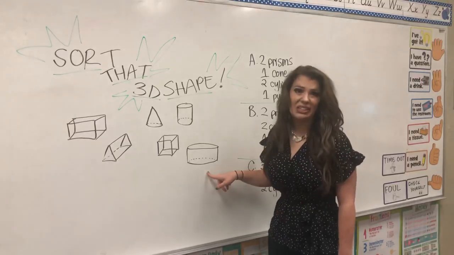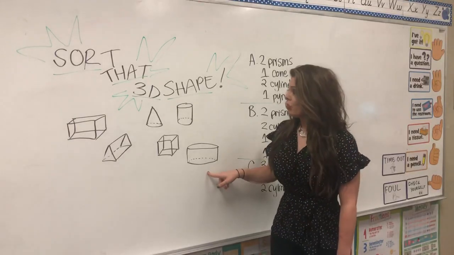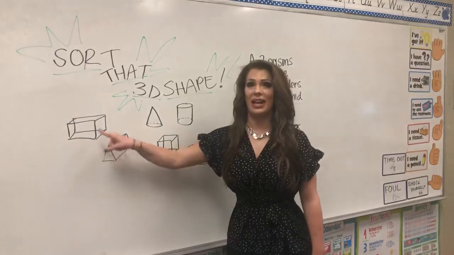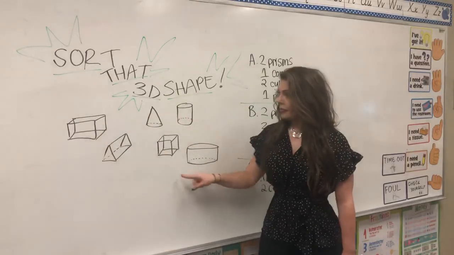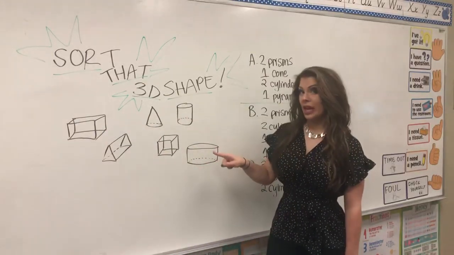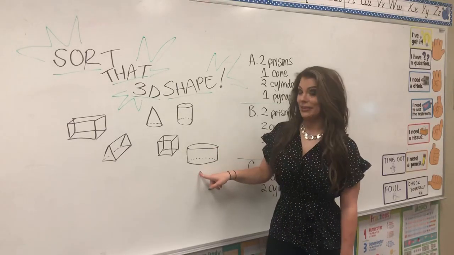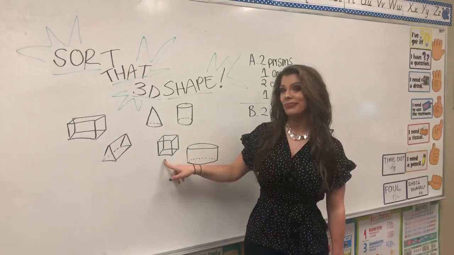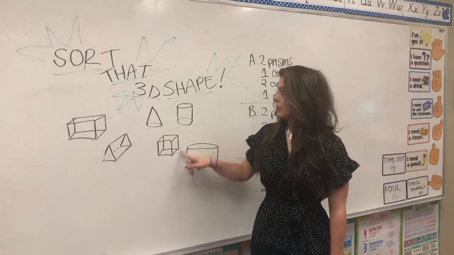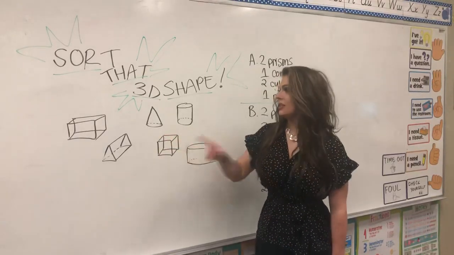And I haven't really seen this one before. I think I've seen a candle that shape, but which one do you think I could classify it as? Which shape does this one look most closely like? Does it look like a cube? No, this one's a prism. It has all flat edges.